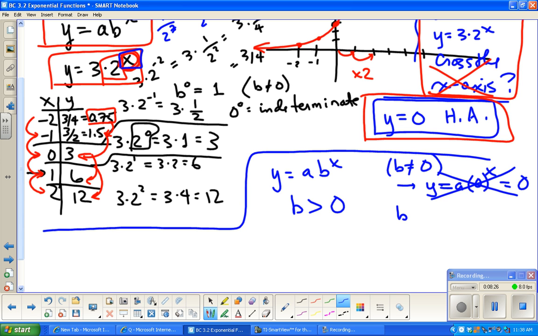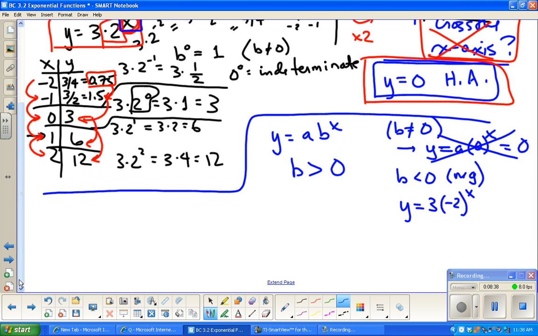If b was negative, then I'd be doing stuff like, let's say I had 3 times negative 2 to the x. Depending on the x value, I'd be switching between positive and negative answers. So if x was 0, this would be 3 times negative 2 to the 0, which is 3 times 1, which is 3. If I do 3 times negative 2 to the 1, this comes out negative 6. To the second power, this comes out positive 12. To the third power, this ends up being negative 24.